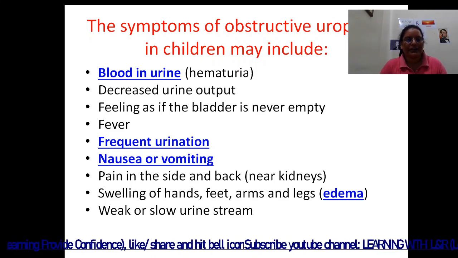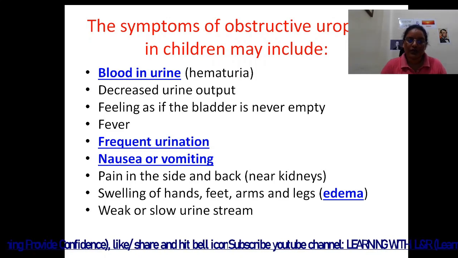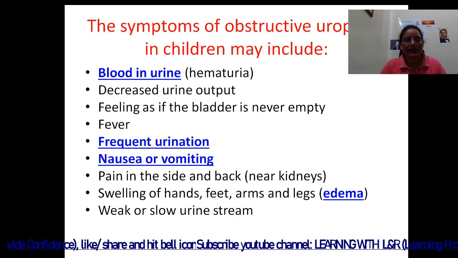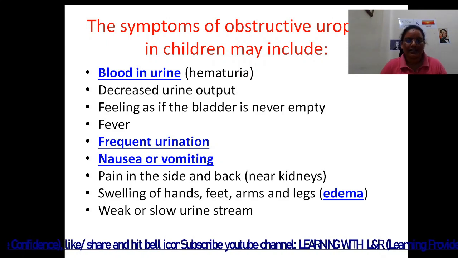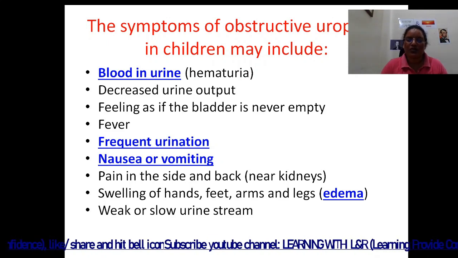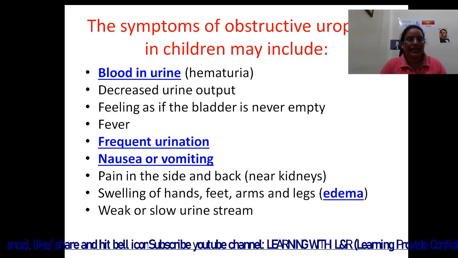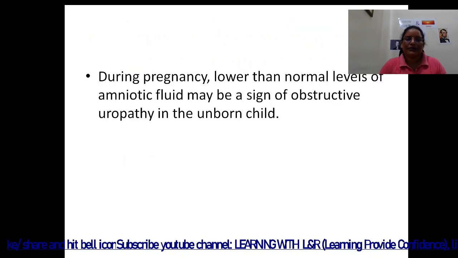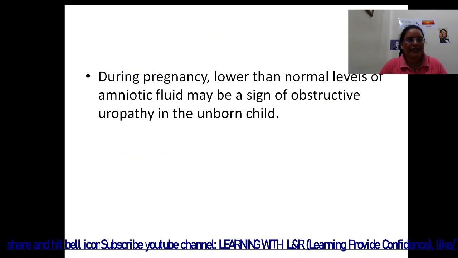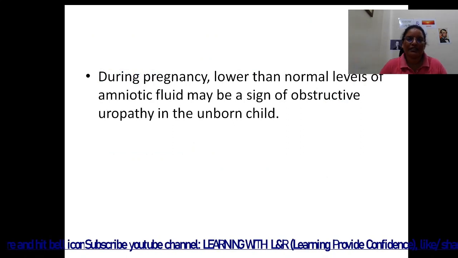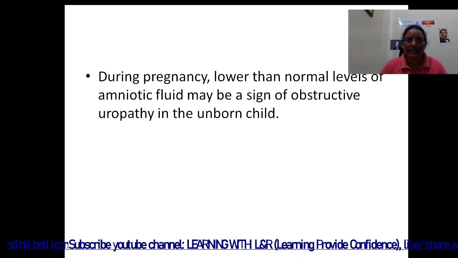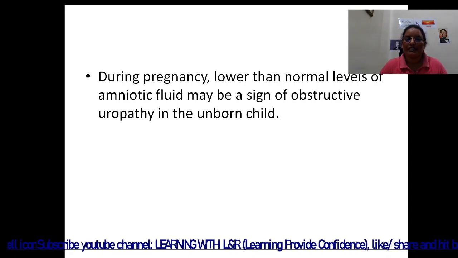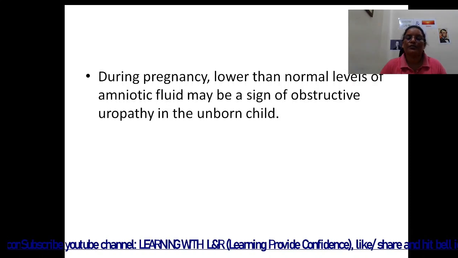After that, frequent urination, then nausea, vomiting, pain in the side or back near the kidneys, and swelling of hands, feet, arms and legs due to the backflow or the stasis of urine. Weak and slow urine stream. Then during pregnancy, if the amniotic fluid is lower than normal, there may be a chance of causing obstructive uropathy in the unborn child.